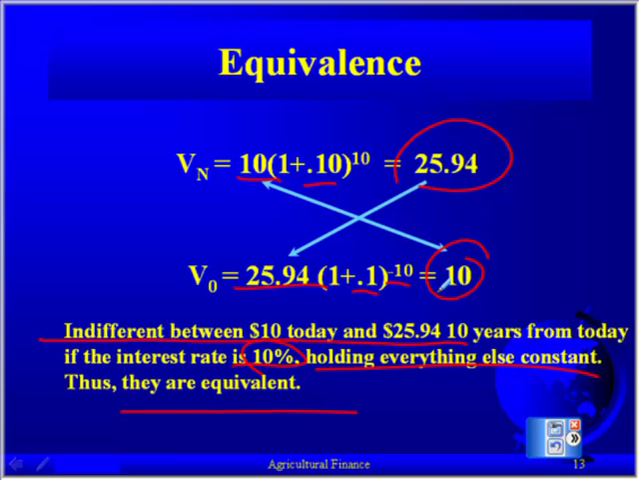If you had $10 today and you wanted the money 10 years from now, you'd put it in the bank. If you had a promise of $25.94 10 years from now and you wanted the $10 today, you could borrow $10 at 10% and then pay off your debt at the end of 10 years with that endowment of $25.94. Either way, you're indifferent. That's what we're doing with the time value of money: we're converting money from one period to another in a way that makes us indifferent. That allows us then to compare money through time.